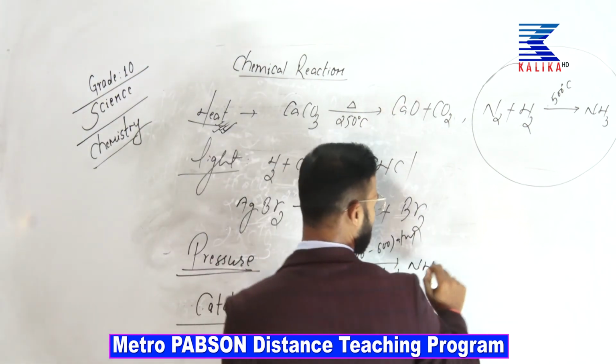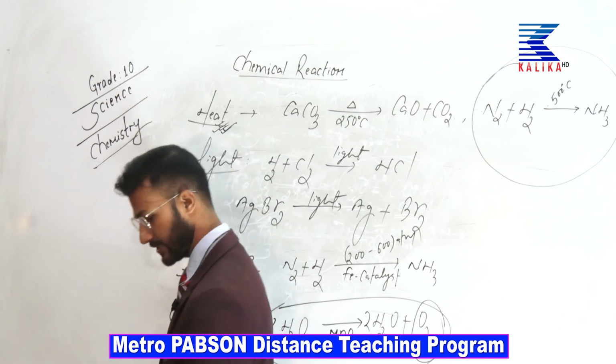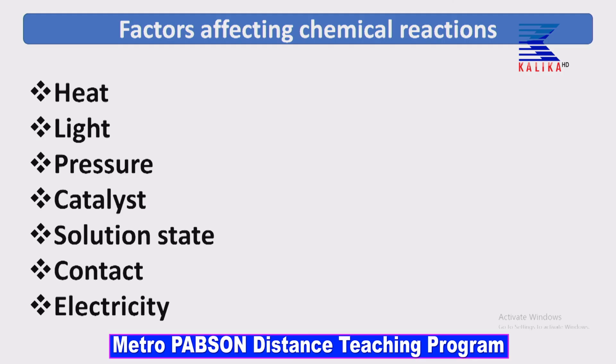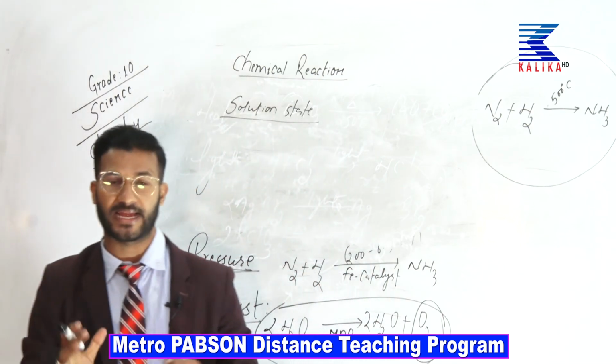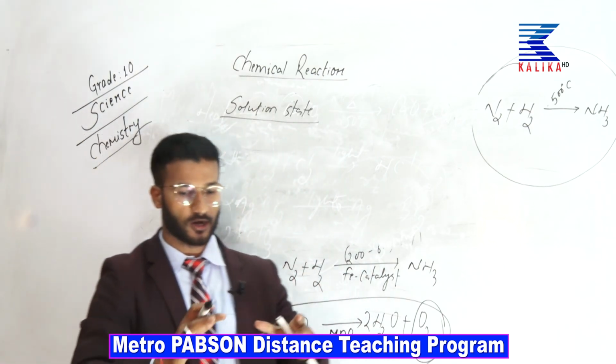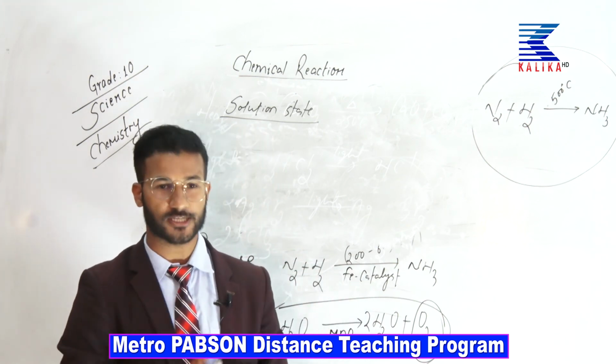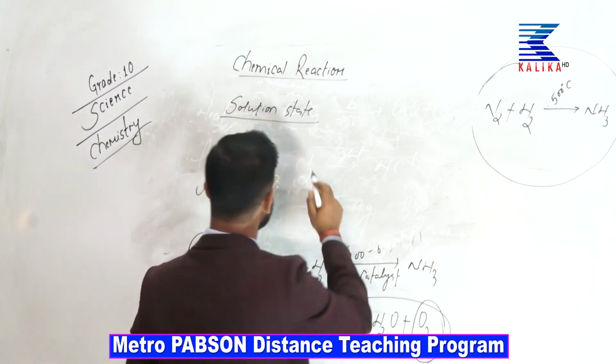Similarly, the state of the reactant also matters. The state of the reactant is one of the factors that may affect the rate of chemical reaction. See the example here.